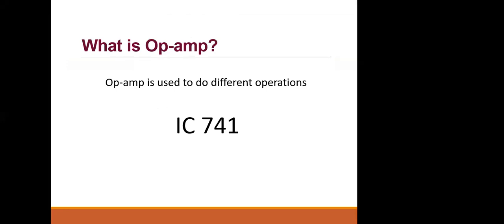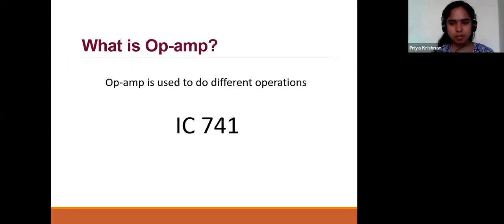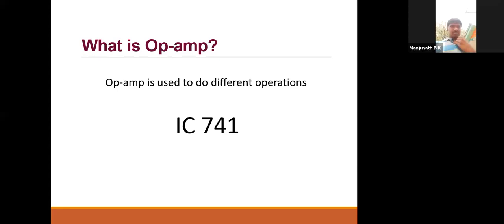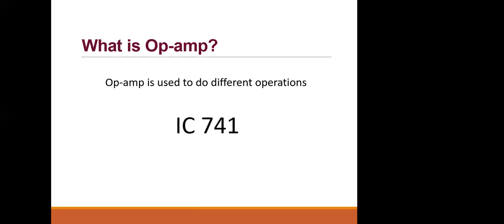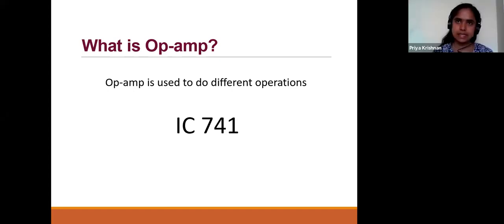Okay, listen, we will start. Operational amplifier, we can perform different operations using that. And the very popular operational amplifier is IC741. It is a very popular operational amplifier. So what is IC? Integrated circuit. Yes, integrated circuit.